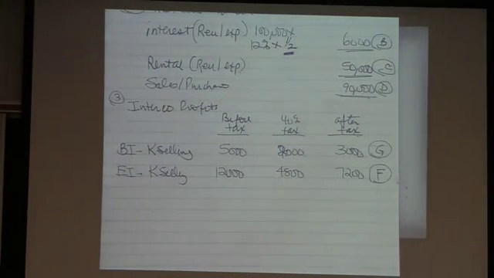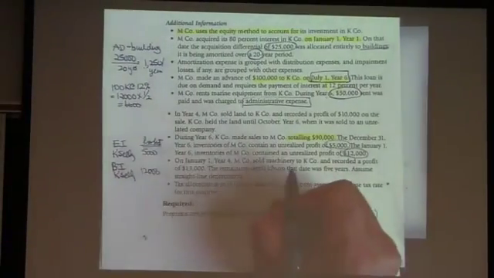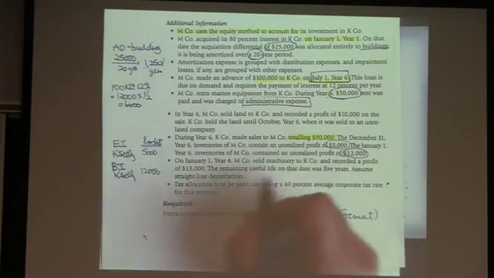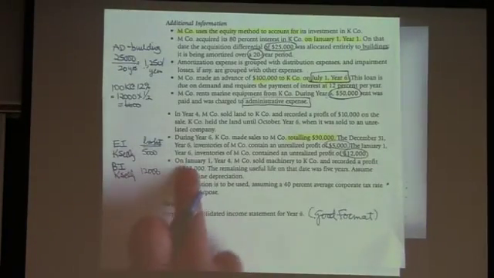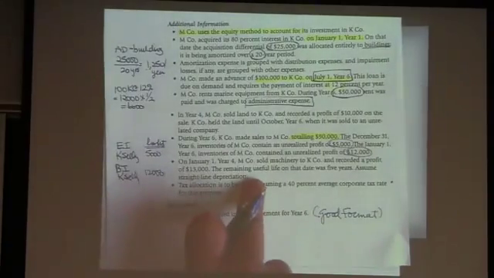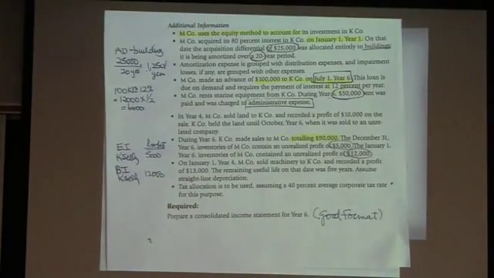Don't worry about why I'm putting different letters here. I wanted to make sure that I can relate it back to the analysis to show you where I got my numbers. Now, let's read further. It says on January 1st, year 4, so this would have been 2 years ago, they sold machinery to K. So M sold to K, M selling, and recorded a profit of 13. The remaining useful life of that asset is 5 years, and assume straight line.